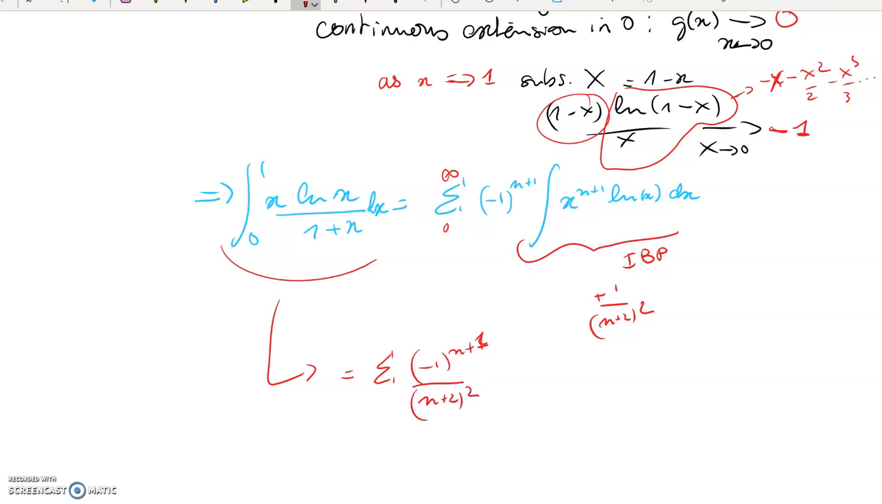And if we give a bit more work, we can even compute the value of this sum. That's something that is doable with some basic tools, but which takes time. In the end, you would get that this sum is equal to pi squared over 12 minus 1. That's it. Okay, great.